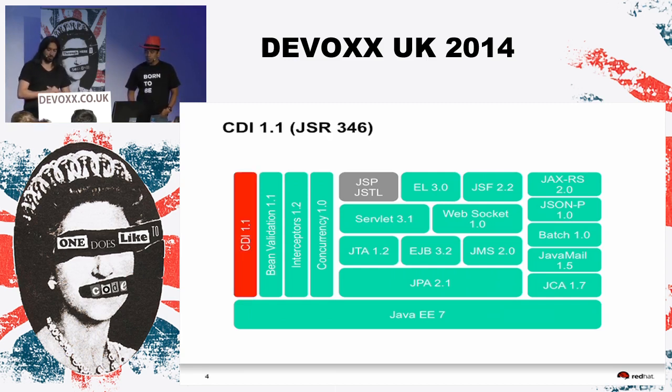CDI 1.1. Remember, we went from CDI 1.0 in Java EE 6, to a revision in Java EE 7. Unfortunately, not many new things within CDI. You will see during the presentation that CDI has been put in other specifications, and we will talk about it throughout the entire slide deck. But CDI itself hasn't been that much updated.